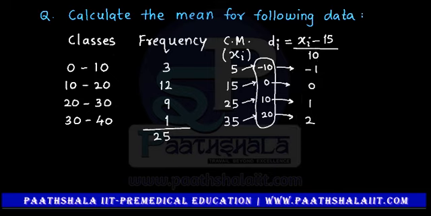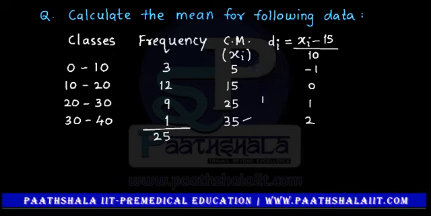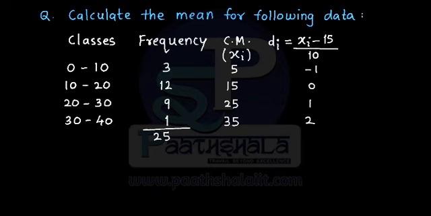Now let us wipe out the unnecessary information here. Alright, so we have a new variable di ready with us. Now we work on this di. First let us calculate the column of fi di, because we will have to calculate the mean of di. So fi into di, that is 3 into minus 1, the product is minus 3, so that's what we write here. Then 12 into 0 is 0, 9 into 1 is 9 and 2. So finally the sum is 8 if you add up.